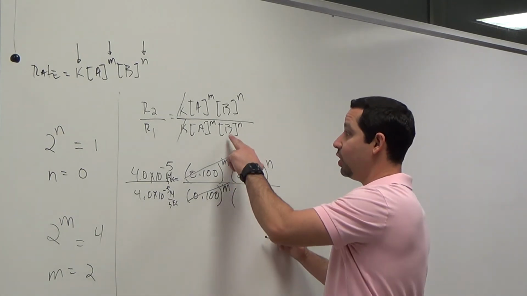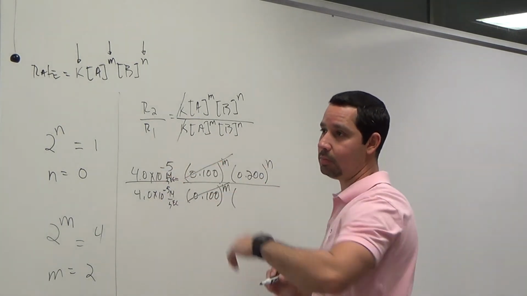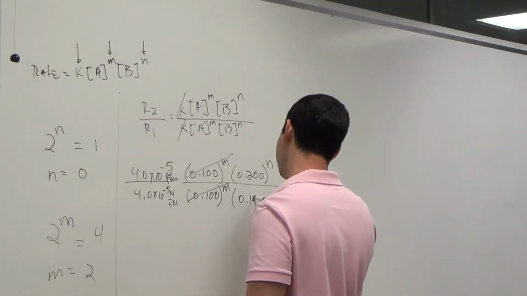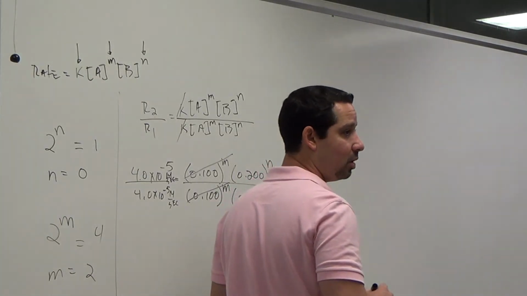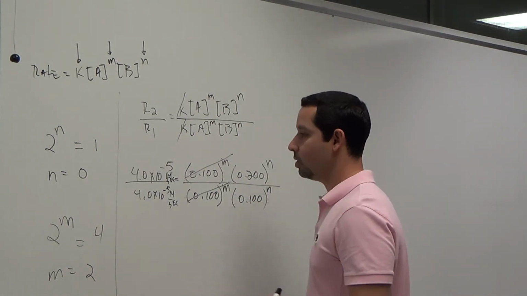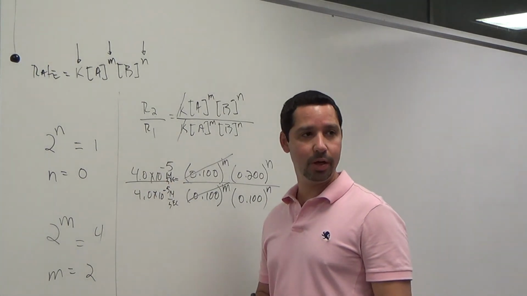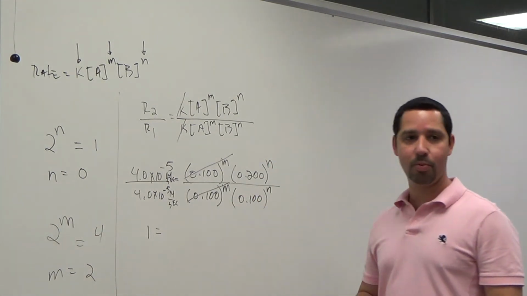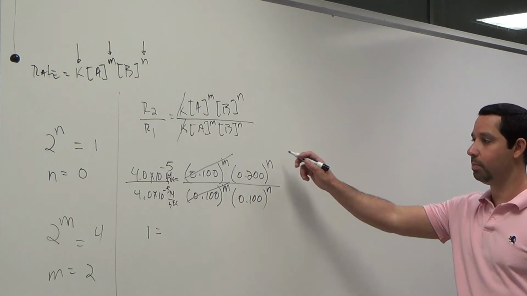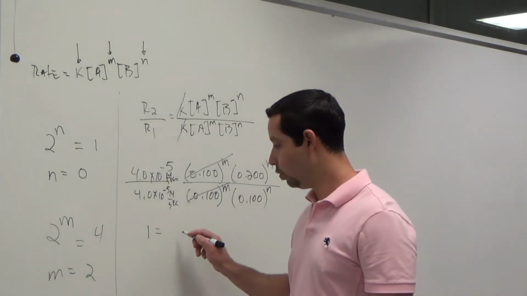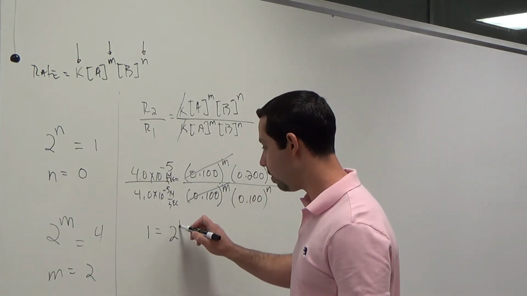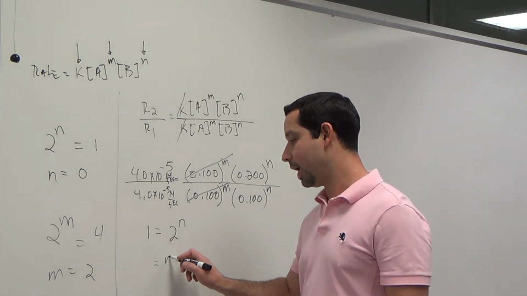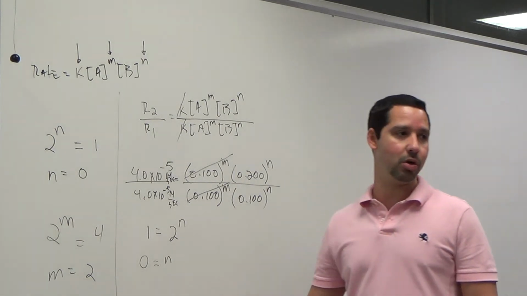Now what is the concentration of B for rate 1? Here's concentration of B for rate 1, 0.1. Raised to what power? The N power. So I do this. 4 divided by 4 is 1. And 0.2 divided by 0.1 and raised to the same power, it's equal to 2. Raised to what power? The N power. So now you know that N is equal to 0.